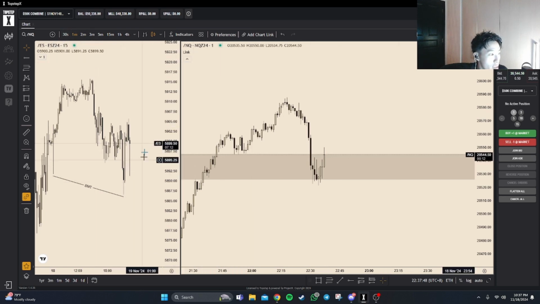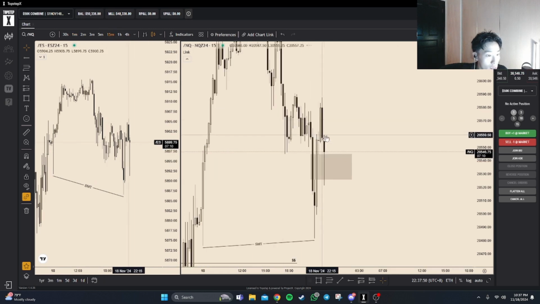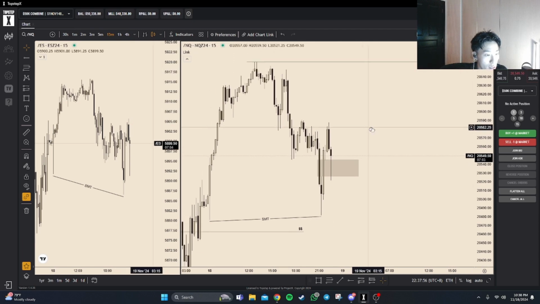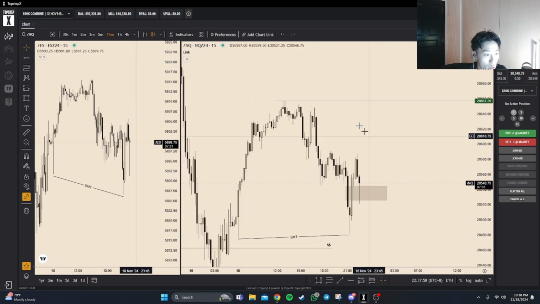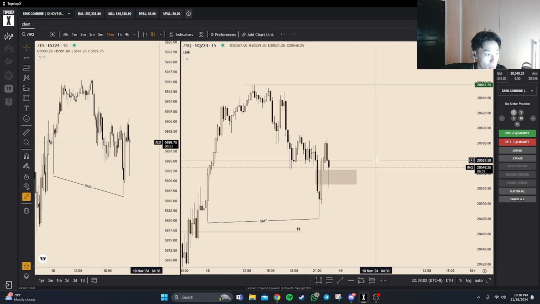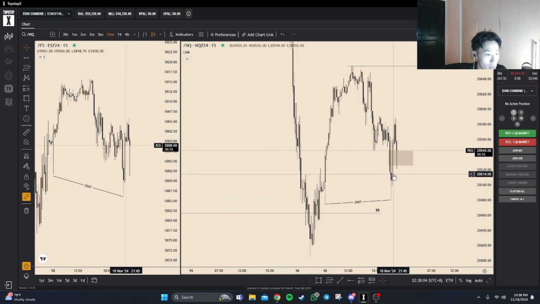Looking at how ES is reacting on the 15 and how NQ is reacting, looking pretty bullish to at least up here. So that's my bias for the day, I guess.